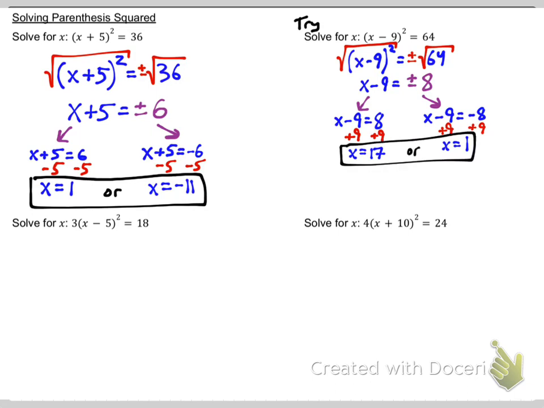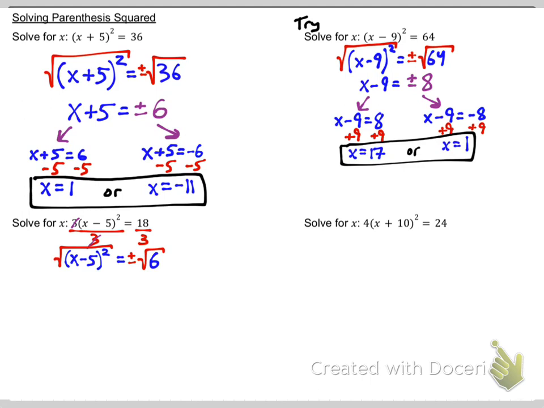For the last kind of problem here, we notice that the parentheses squared are not by themselves. We really need to get the parentheses squared by themselves on that side. So that pesky 3, we're going to divide by 3 on both sides. That way we have just one thing squared. The 3's divide out, and we get x minus 5 squared equals 6. Take the square root of both sides. Don't forget the plus and minus.